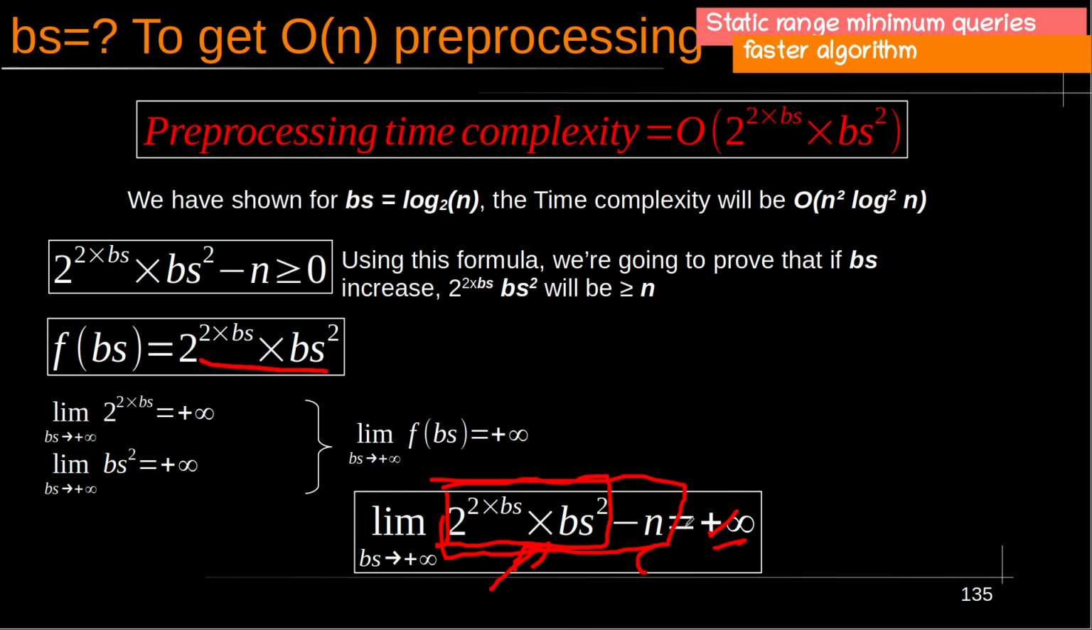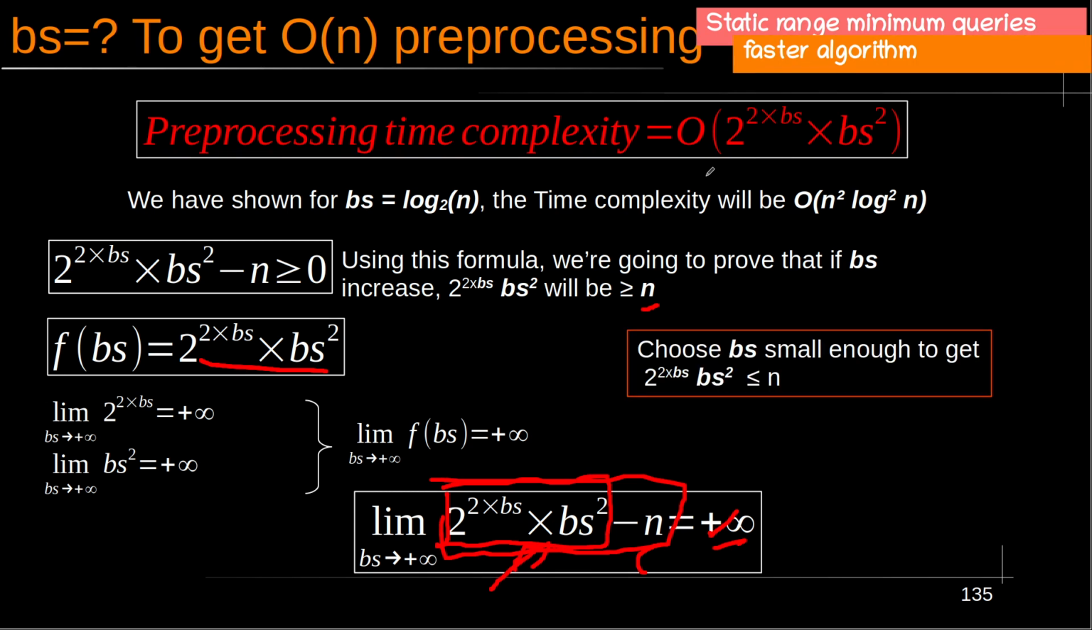So we can say that at some point, if we do not choose the right BS, the time complexity will be more than n, or not linear time. So our goal now is to choose a block size small enough to get 2 power 2 times BS square less than or equal to n.